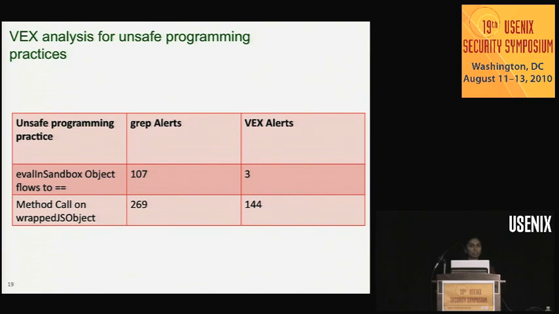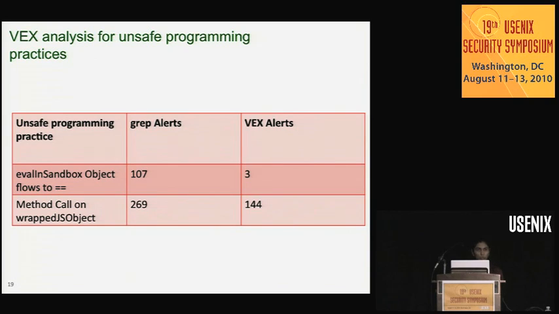Let's look at the results for the flows in the unsafe programming practices. We looked for two unsafe programming practices: one from eval and sandbox to double equals, and the other from wrapped JS objects to method calls on them. A simple grep showed that a lot of extensions were vulnerable. In the case of eval and sandbox flows, VEX found only three extensions which had flows from eval and sandbox to double equals, which need to be corrected.